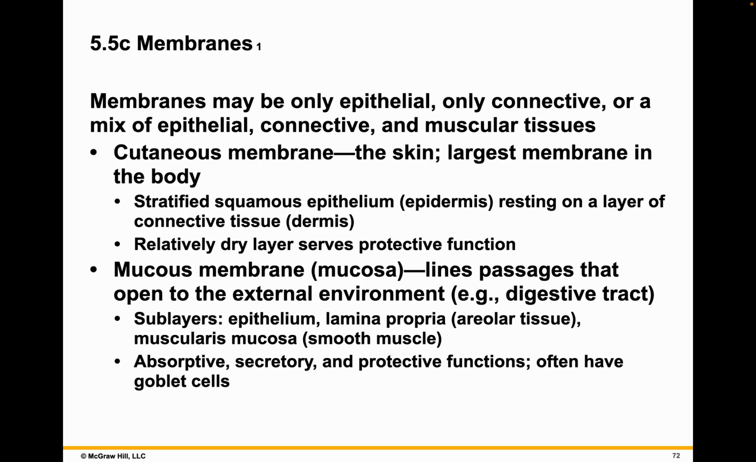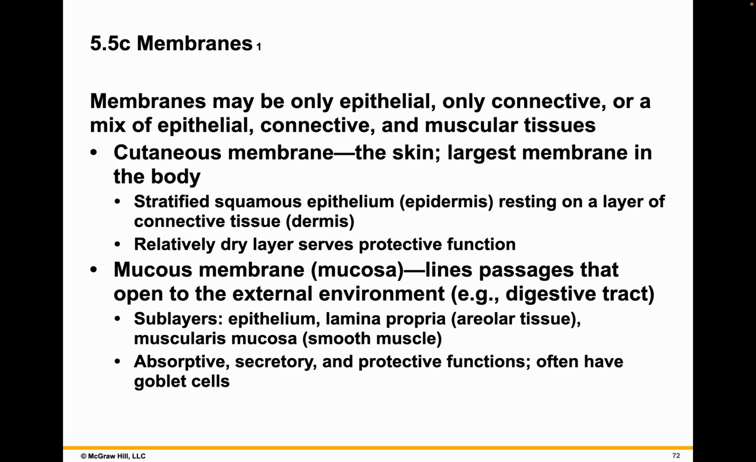Membranes may be only epithelial, only connective, or a mixture of epithelial, connective, and muscular tissue. A cutaneous membrane is the skin. It's the largest membrane of the body. It's composed of stratified squamous epithelium resting on a layer of connective tissue. It's dry and it serves a protective function.